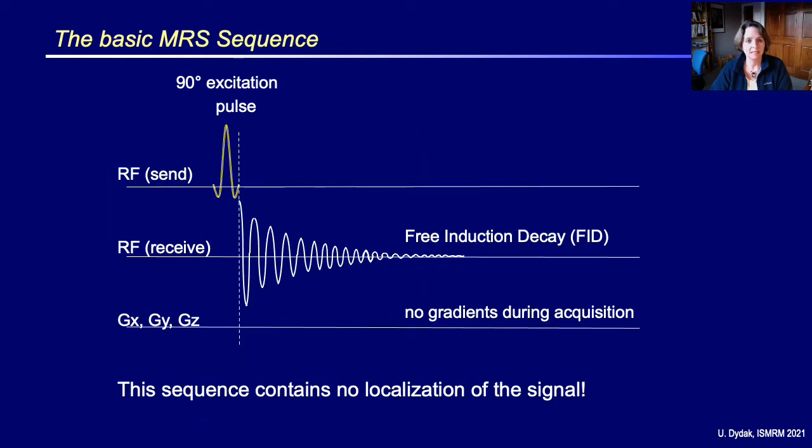The most basic MRS sequence is a simple pulse acquire sequence. It consists of a 90-degree excitation pulse and the acquisition of the resulting free induction decay signal, or FID signal. In MRI, we would only acquire the very first point of this FID signal and move on. However, in spectroscopy, we must acquire as much of this FID signal as reasonable.